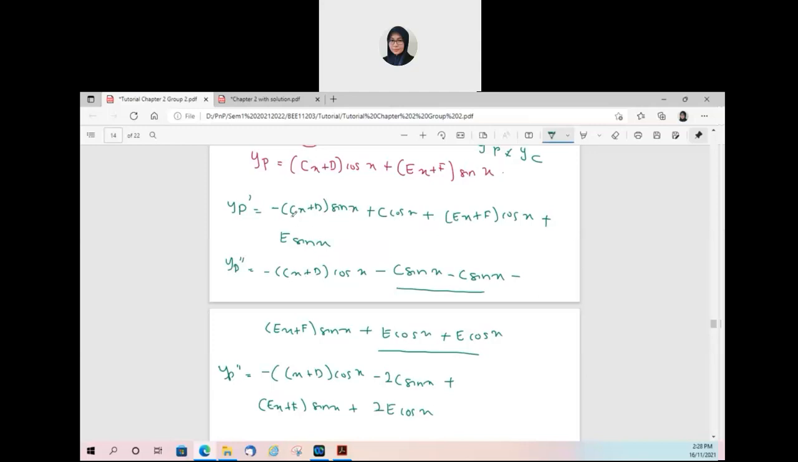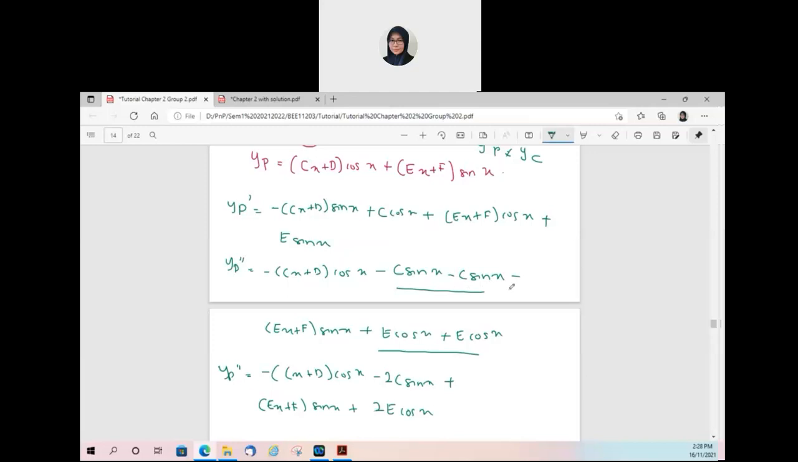Okay, and then you differentiate yang kat dalam ni. Yang ini you remain. So you differentiate CX plus D, you will get C darabkan dengan sin X. So you get C sin X. And then you differentiate C cos X, you will get minus sin darabkan dengan C, so minus C sin X.